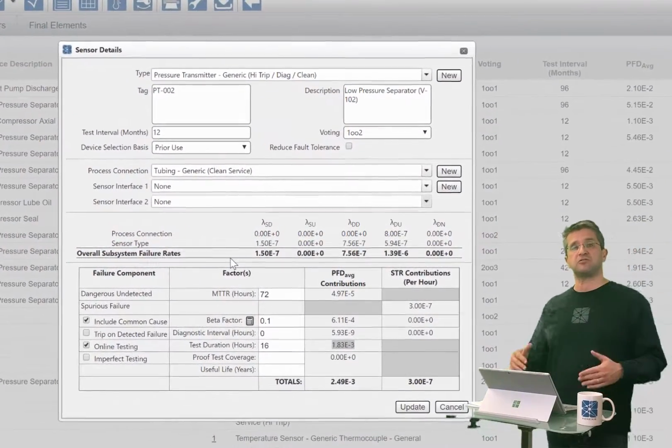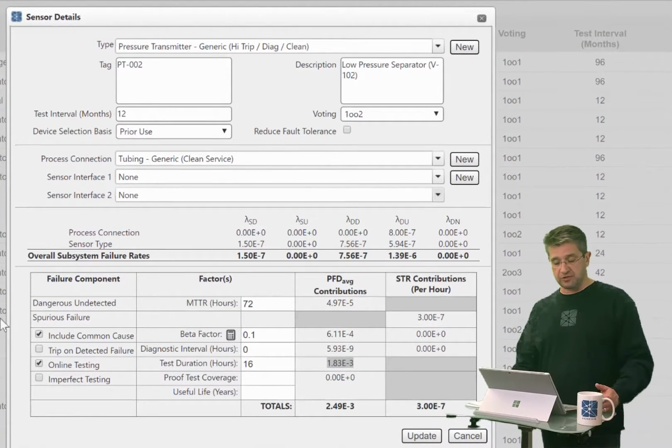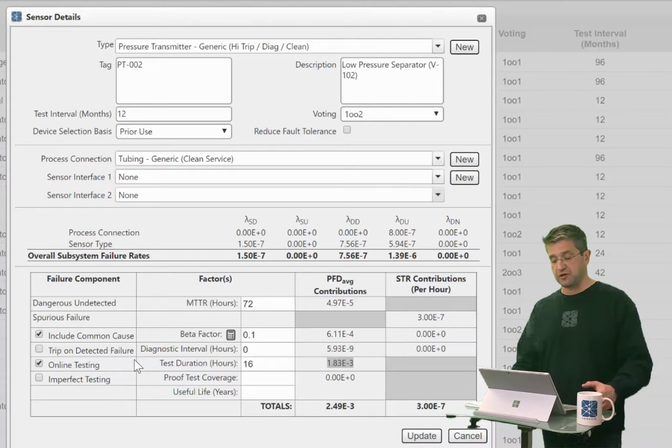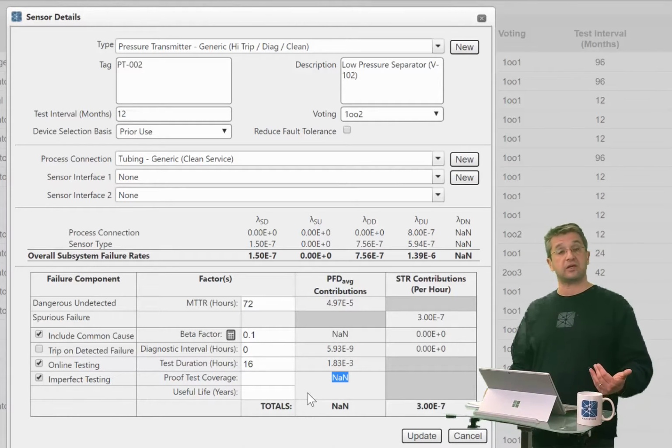So with respect to the Vertigo calculations, by default there's an assumption of perfect testing because the imperfect testing button is not checked, so you need to enter that information yourself. When you want to consider imperfect testing, you begin by clicking the imperfect testing button, and you'll see it's now trying to calculate a PFD average, but it's still looking for more information.